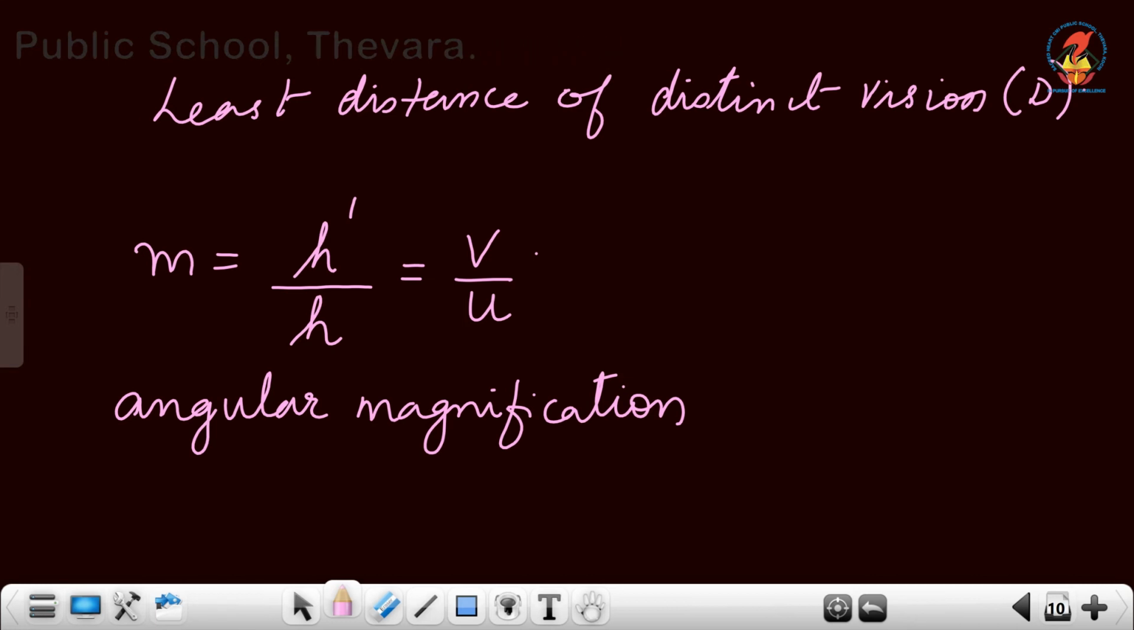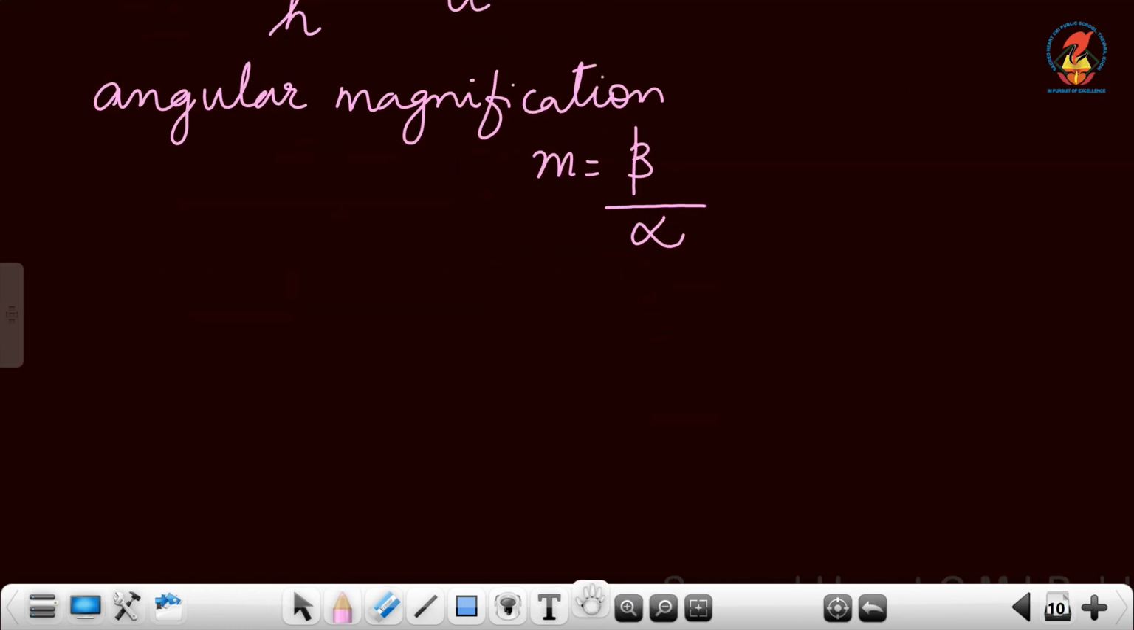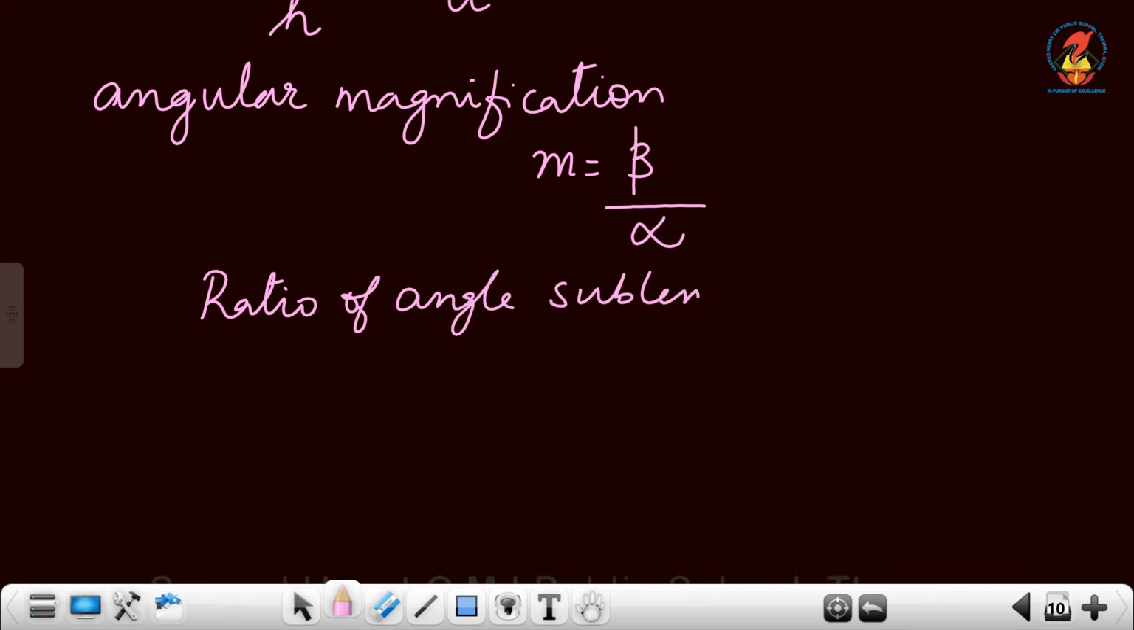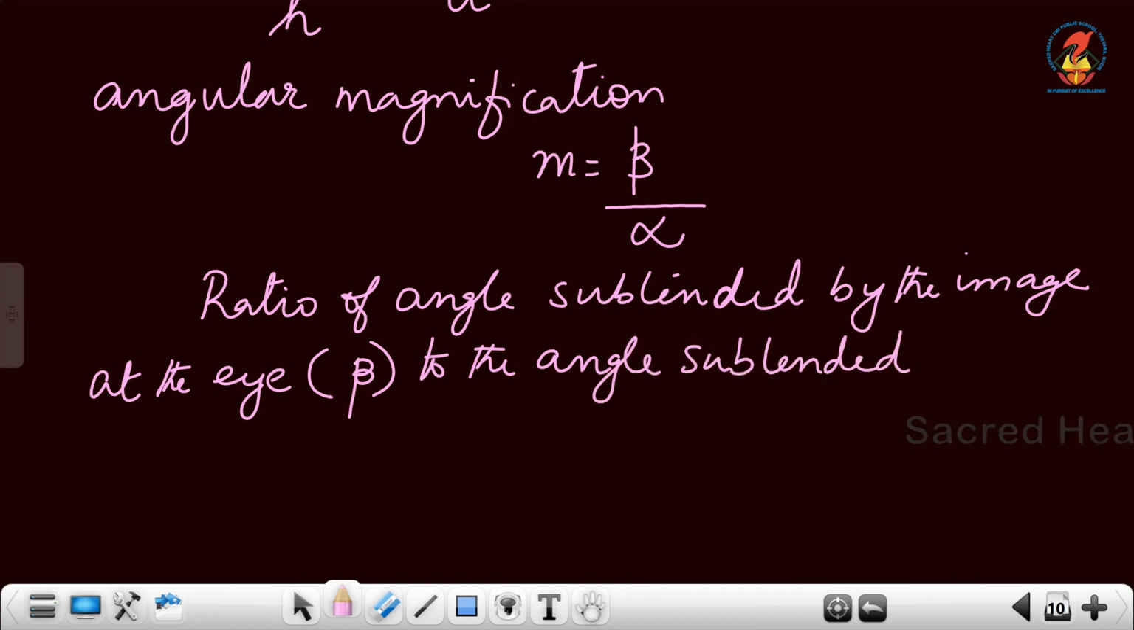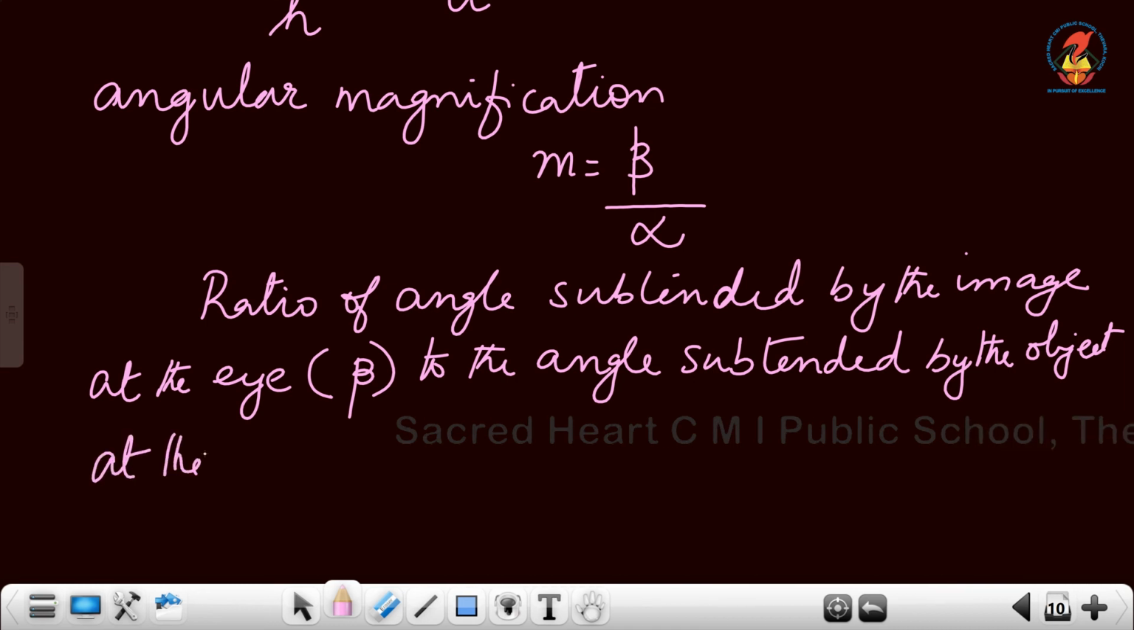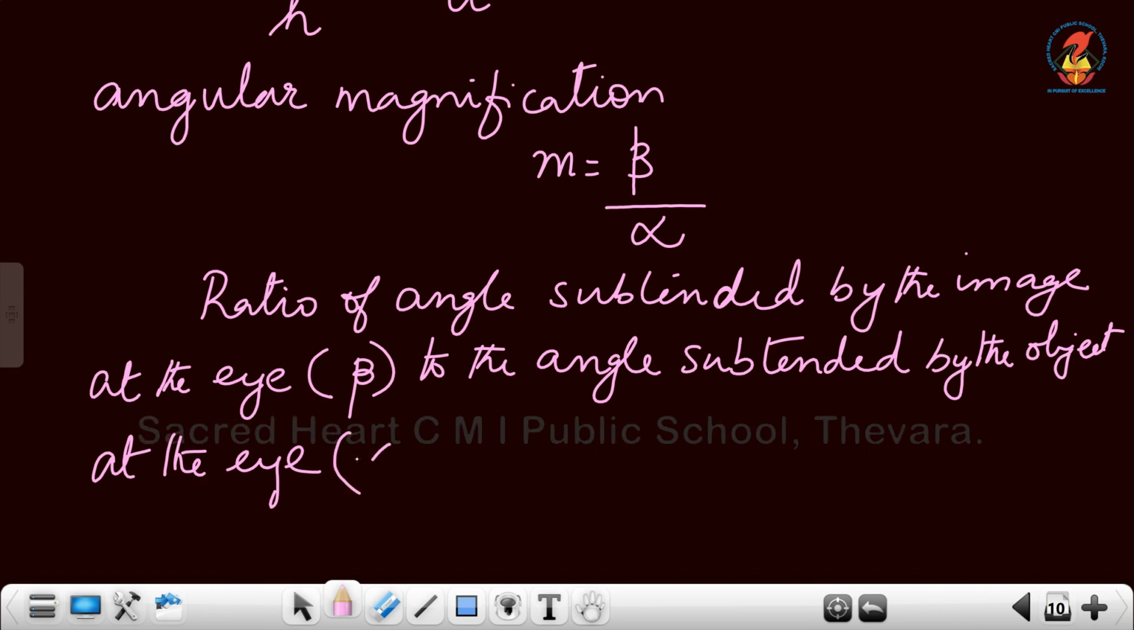Angular magnification is the ratio of the angle subtended by the image at the eye, denoted by the letter beta, to the angle subtended by the object at the eye, when they are at particular positions, denoted by the letter alpha.